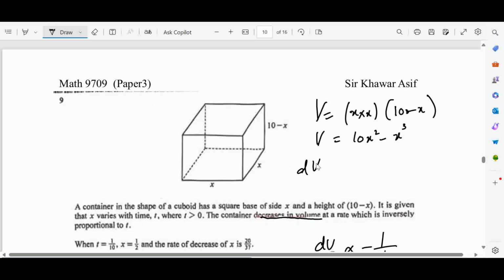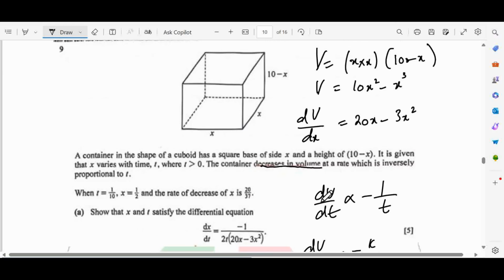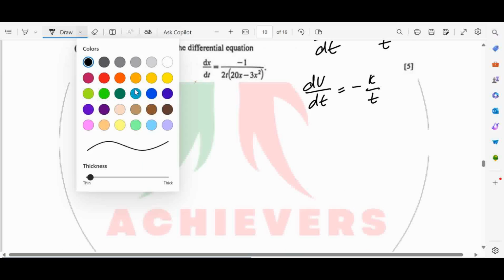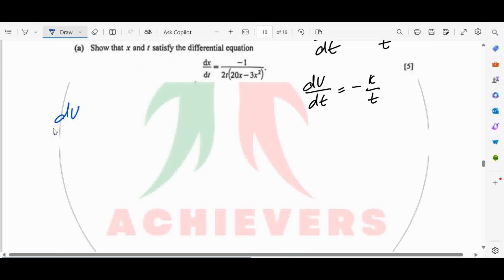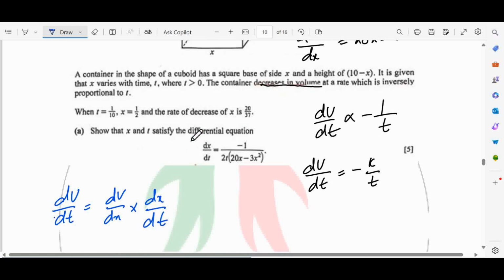Now if we differentiate it with respect to x, what will be the answer? This will be 20x minus 3x square. This one is dv by dx. But we need dv by dt. So dv by dt will be equal to dv by dx multiplied by dx by dt. Now we know the value of dv by dx, and we have to keep in mind that dv by dt is equal to this thing.